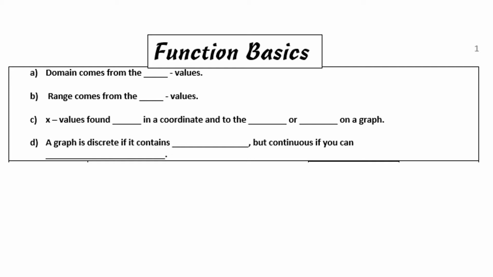Today we're going to be talking about function basics. So in your notes, you're going to write the domain comes from the x values. The range comes from the y values. X values are found in the first in a coordinate, to the right or left on a graph. A graph is discrete if it contains just points, but continuous if you can draw a line without lifting your pencil. Okay? So I want to talk to you first about the x values here.